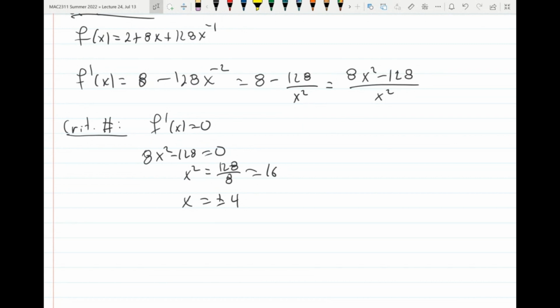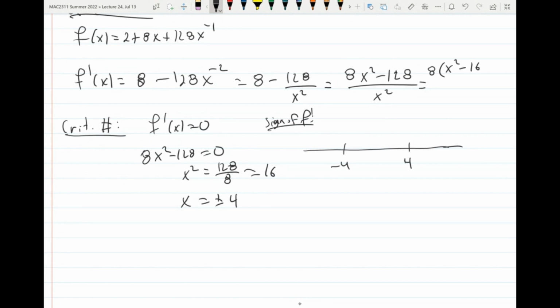Now at this point you have two choices. You can either use the first derivative test or the second derivative test. If you want, you can use the second derivative test. But at that point we had not covered the second derivative test, so let's do the first derivative test. So sign of f prime. Here is negative 4, here is positive 4, and this is my f prime. Let me actually factor that. This is 8 times (x squared minus 16) over x squared, so that's 8 times (x plus 4)(x minus 4). That's the derivative.